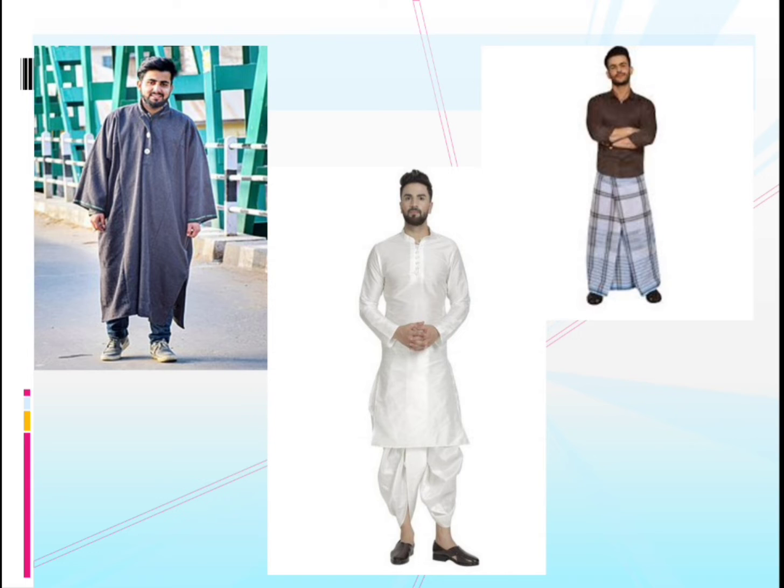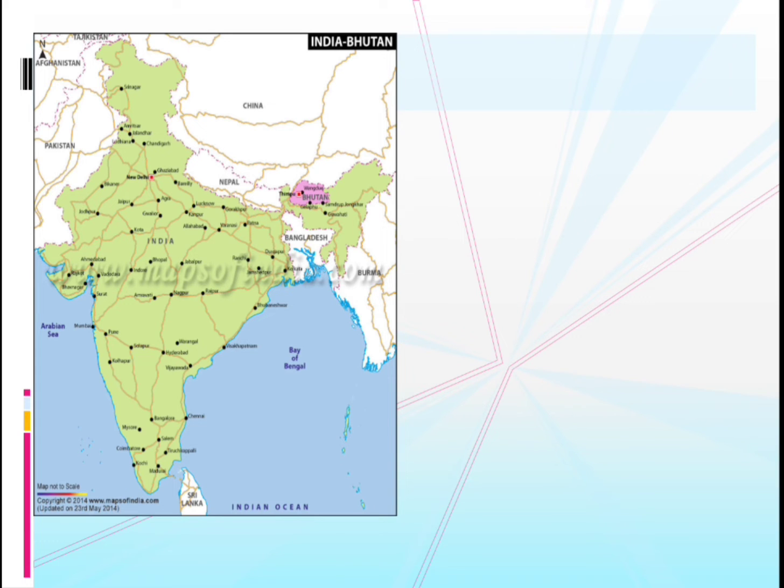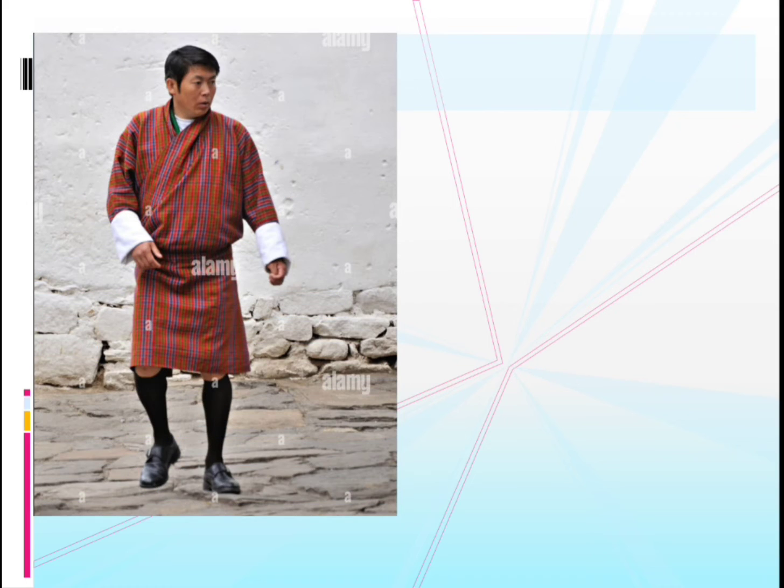Isn't it, children? And if you see Bhutan, which is a neighboring country, here can you see this is Bhutan, the neighboring country for our country, isn't it? So they also have a climate which is similar to Kashmir, which is cold. So they also wear dark colored woolen clothes, which are called go.